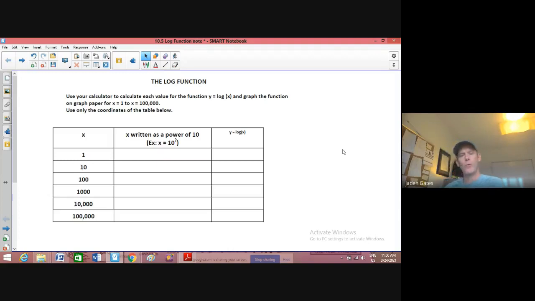Next up, we're going to do something called the log function, and I'm going to explain why it's used and how we're going to use it, especially on Friday. We're going to be all about the log function.